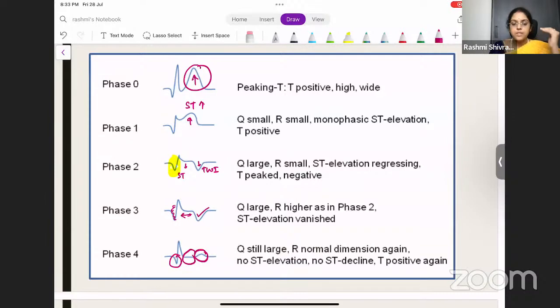The third phase, what happens? The Q wave deepens. The ST is coming down to its normal state, and the T wave inversion still persists. In the next phase, the ST segment elevation is gone. T wave inversion is gone. T wave becomes normal, but the Q wave still persists.